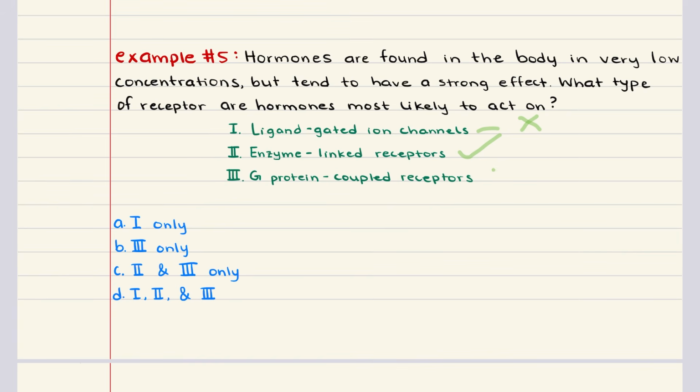Finally, there's G protein-coupled receptors. These are also common targets for hormones. A single hormone binding a GPCR can cause a strong and widespread effect from a small stimulus. So 2 and 3 are true statements, which means that the correct answer for problem 5 is C.